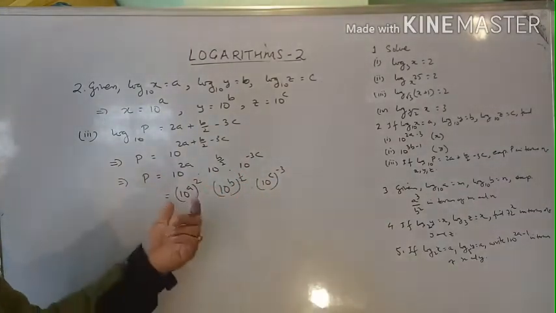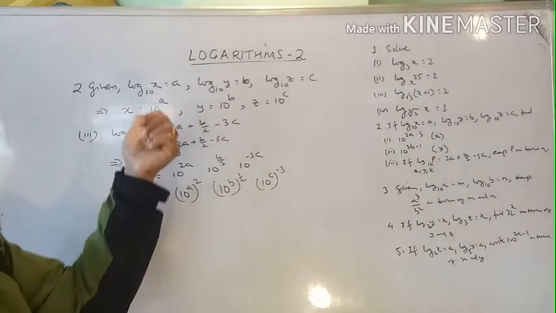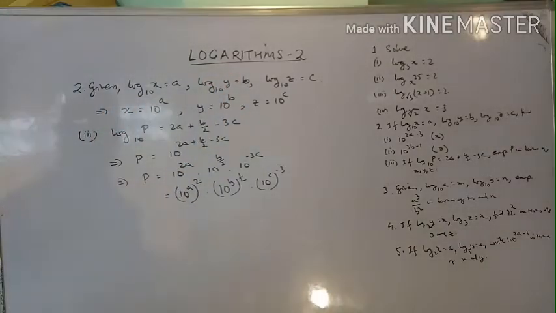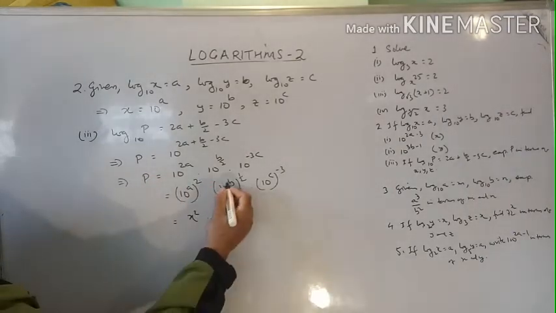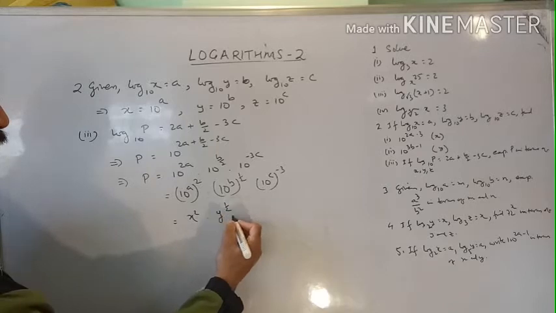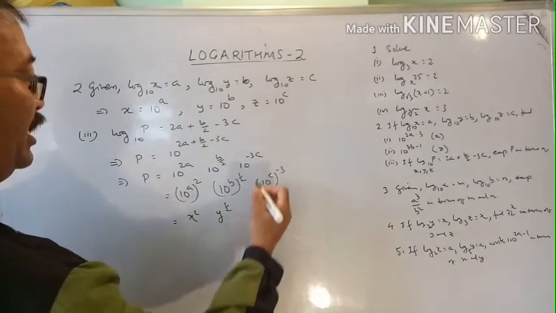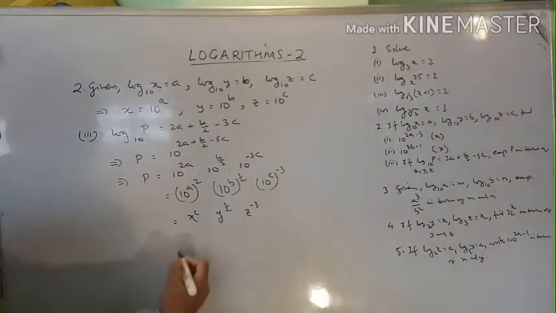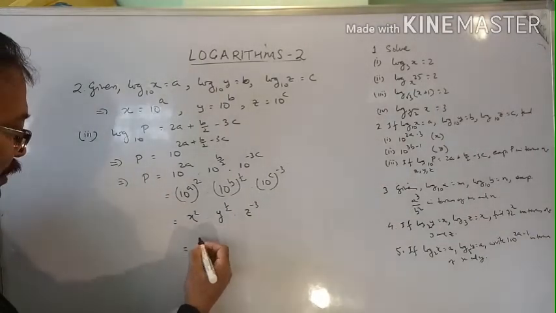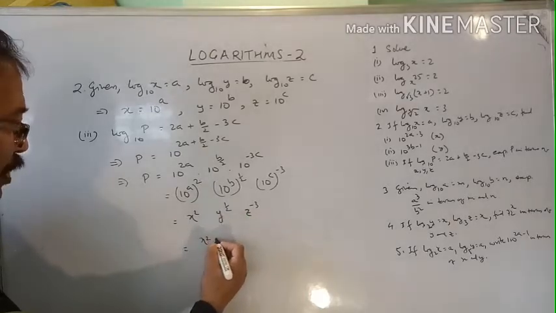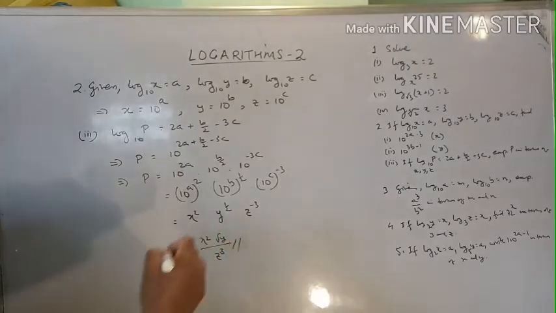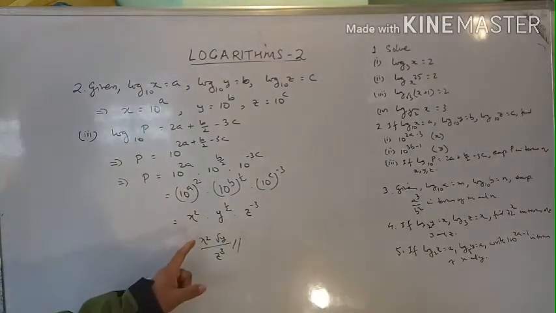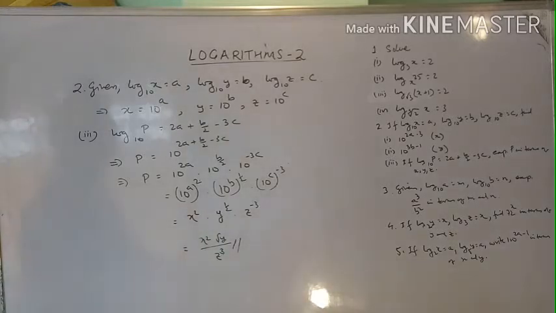Now why are we doing this? So that we can put the values of this: 10 to the power a, which is x, 10 to the power b, y, and 10 to the power c, z. Now put the value. 10 to the power a is x, so x square, and 10 to the power b is y, so y to the power half, and 10 to the power c is z, so z to the power minus 3. So you can write x square, and y to the power half is root y, and this z will go down to make it a positive exponent. So you get the final value of p as x square root y by z cube. So that is the answer.